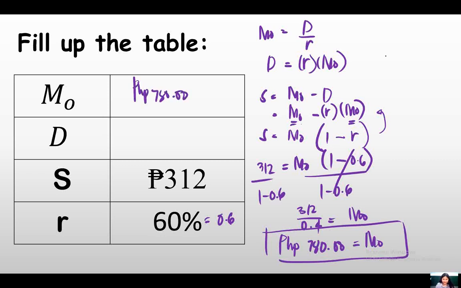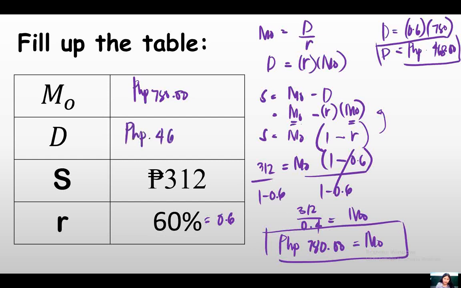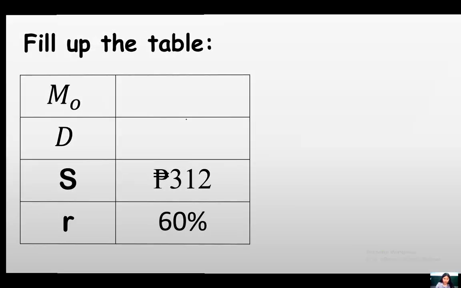Now, let's get the discount. Okay, so our formula here is rate times cost price. So our rate is 0.6 times 780 pesos. So the product is 468 pesos. So this is the discount that you will get after the 60% is deducted. Okay, so 468 pesos. Now, let's proceed to problem number 3.